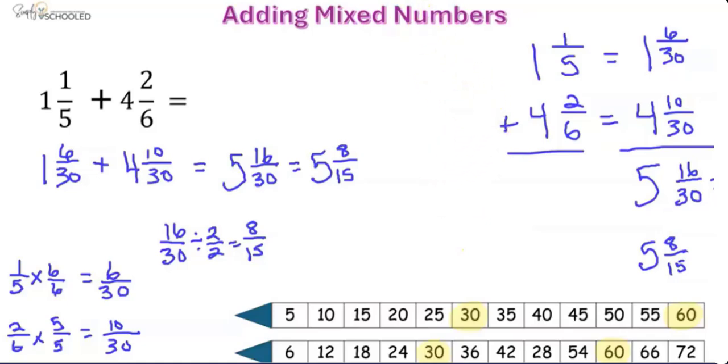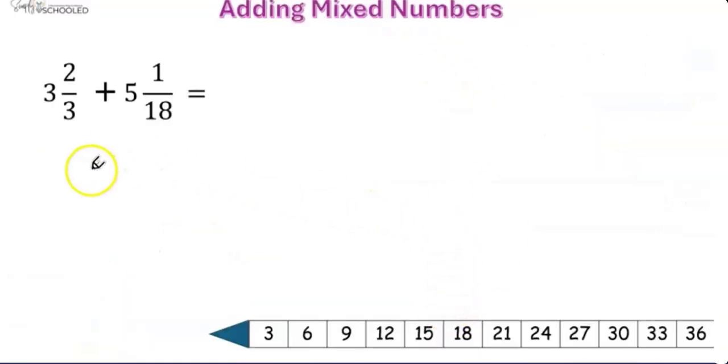Okay, I'm going to show you one more example. Here we have 3 2/3 plus 5 1/18. Well, I got my multiple strips out for 3 because when I looked at that, I noticed right over here it had an 18. So that means I do not have to change that fraction. I only have to change the 2/3.